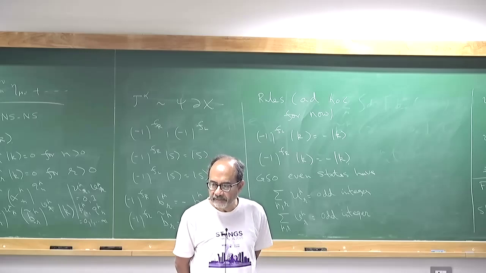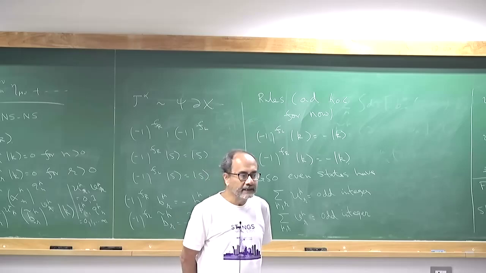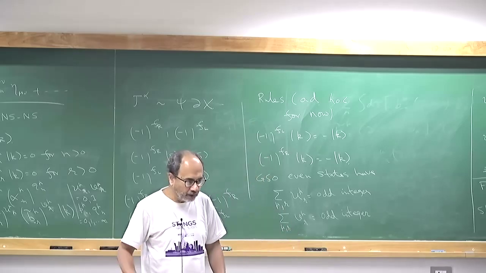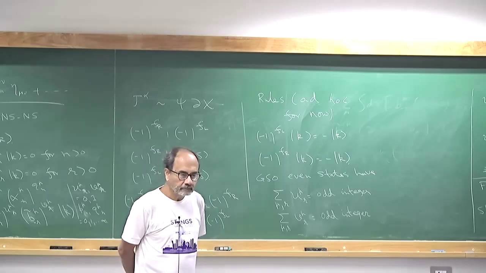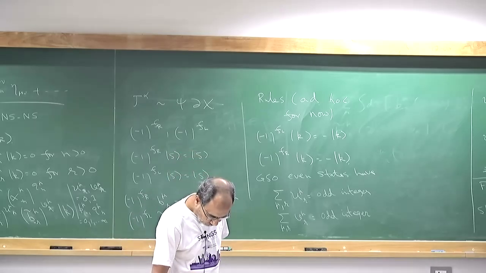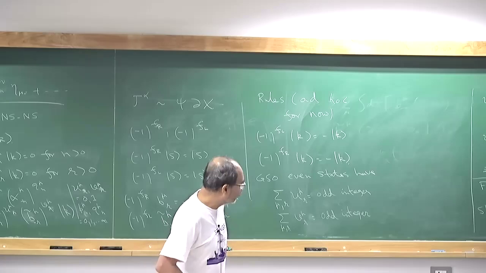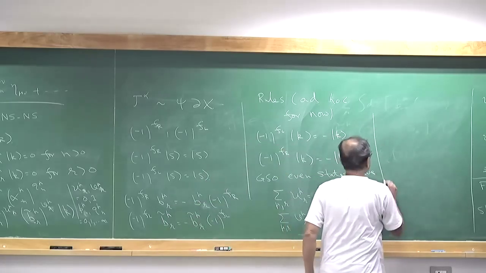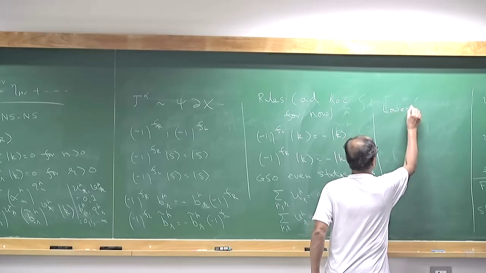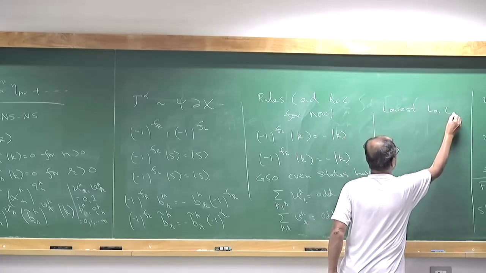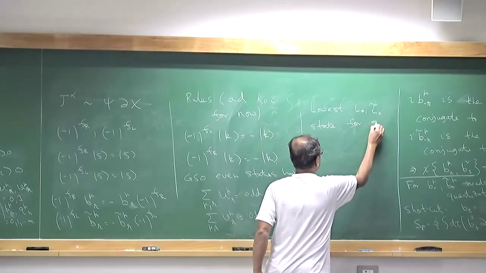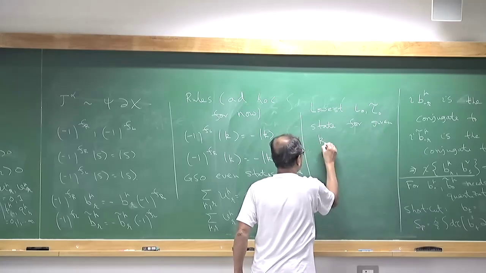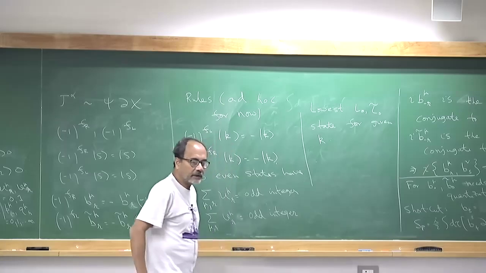Any other question? So this constraint you are going to impose eventually, right? Not now. First you have to study all the sectors and see what kind of states we get. So the lowest L0 state for given k, any guess what it will be?